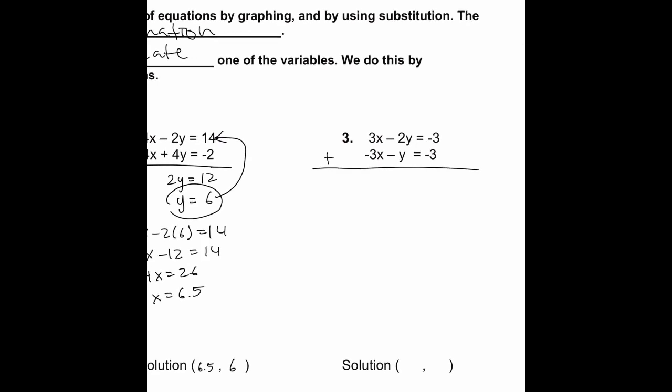Okay, let's look at number 3. All right, combining them again, 3x and negative 3x eliminates. That's negative 3y is equal to negative 6. Divide by negative 3 on both sides. This time y is equal to 2.